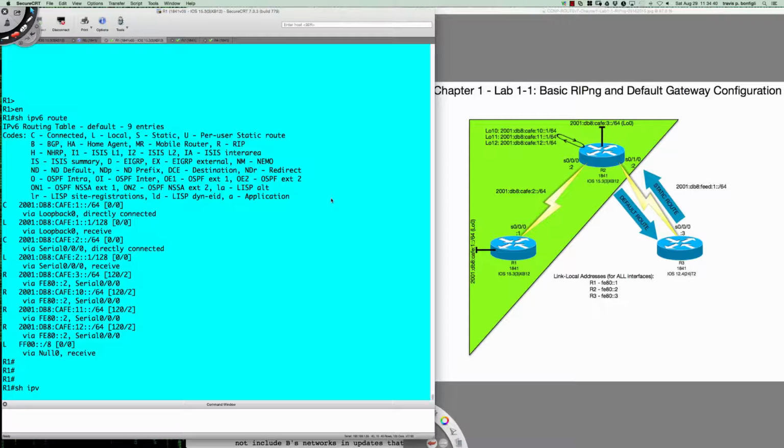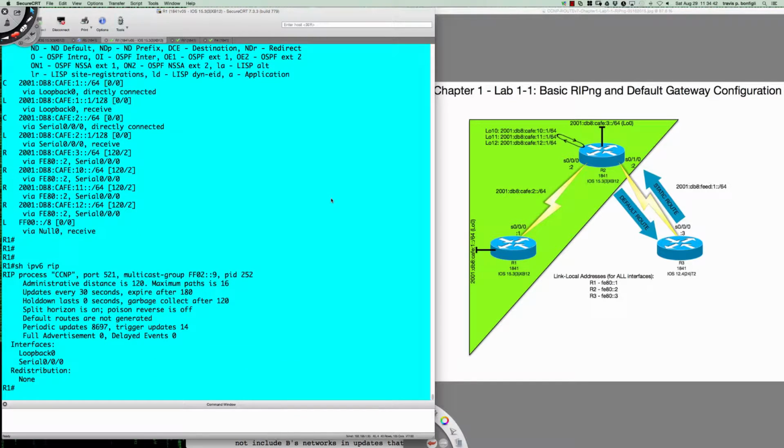So if I say show IPv6 RIP, this is going to tell me what my RIP settings are. So you can see right here, and these are all default settings. We've got updates every 30 seconds, and again, remember with RIPng, our updates are automatic. So every 30 seconds, I'm getting the entire RIPng routing table. It's being sent and received. We've got our expiration. We took a look at this.